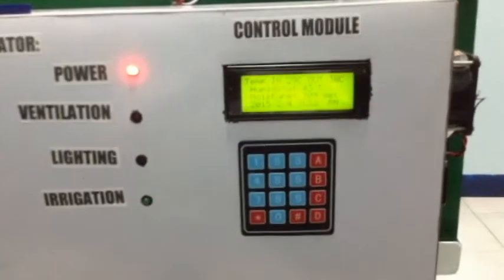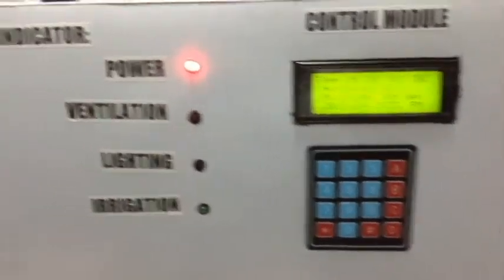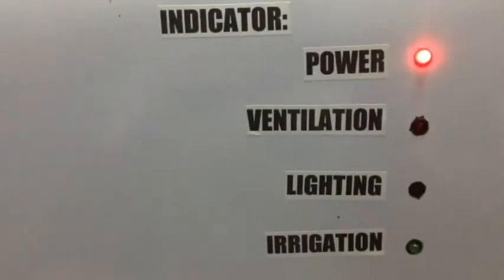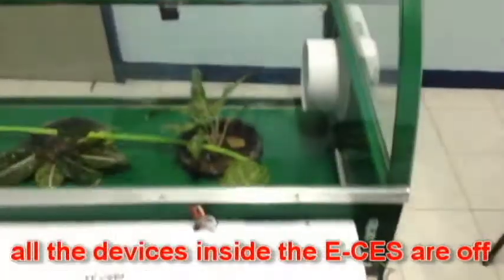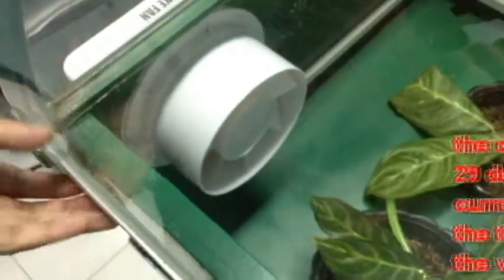Testing the greenhouse, as you can see in the indicators. All LEDs except the power LED are off. And that means all the devices inside the greenhouse are off. To show you, the ventilation is off, because the default temperature limit inside the greenhouse is 30 degrees Celsius.